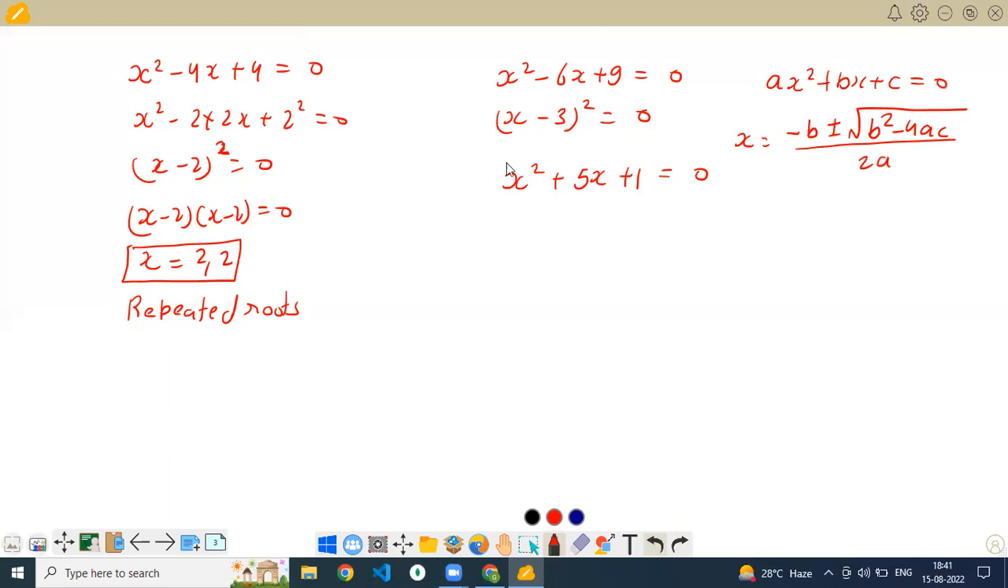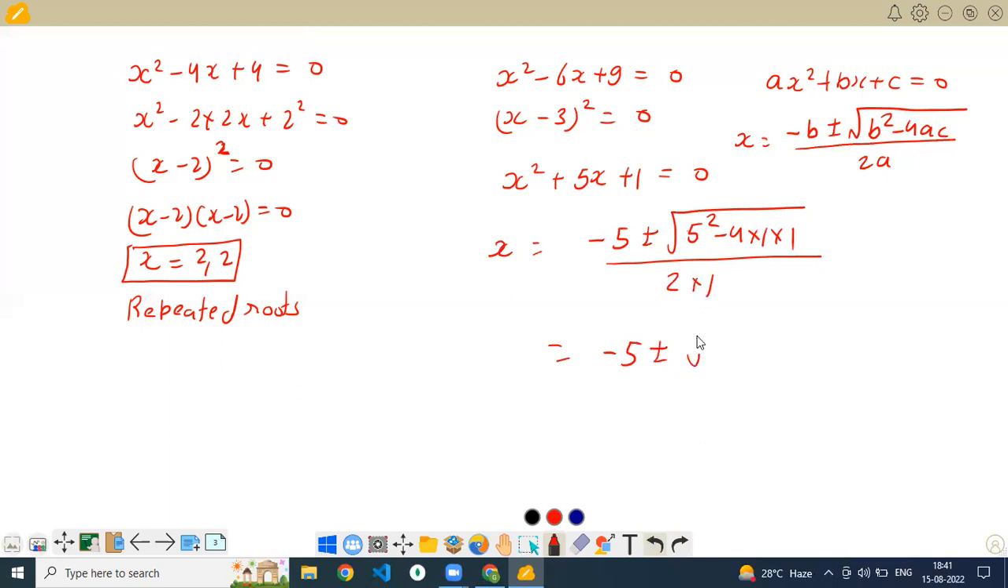Okay. So for this, the roots will be x is minus b, which is 5, plus minus square root of b square, which is 5 square, minus 4, a is 1, c is 1, divided by 2a. So this is minus 5 plus minus square root of 25 minus 4, which is 21, by 2. So the two roots will be minus 5 plus root of 21 by 2, comma, minus 5 minus root of 21 by 2. These are the two roots of the equation.